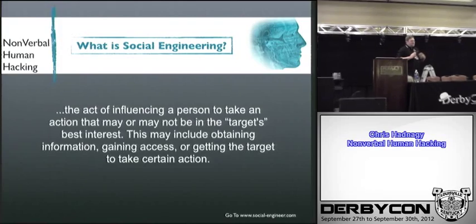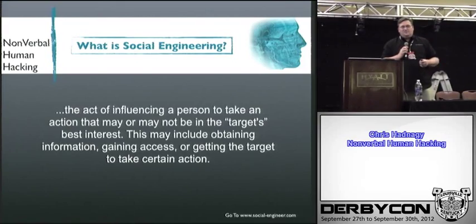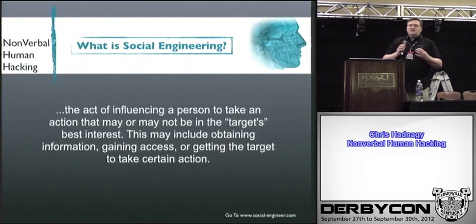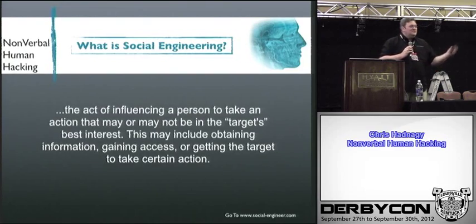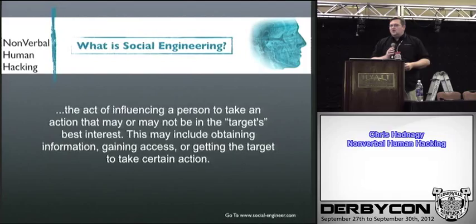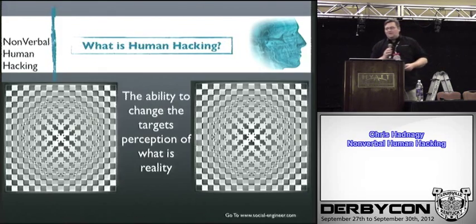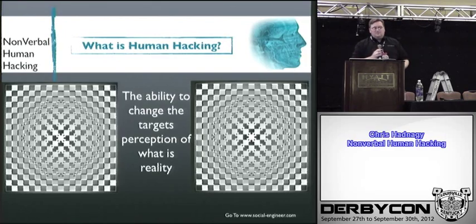First thing I like to establish is what I define as social engineering, which is any act that influences a person to take an action that may or may not be in their best interest. I define it very broadly, mainly because I think social engineering is not just the malicious stuff that we hear about on the internet, but it can include things like your therapist, your parents, your kids. Anybody that influences you to take an action could be considered using social engineering skills or influence skills. Particularly in this talk, we're talking about using those skills in a nonverbal way. So we're talking about the ability to change the perception of what a person considers to be reality.